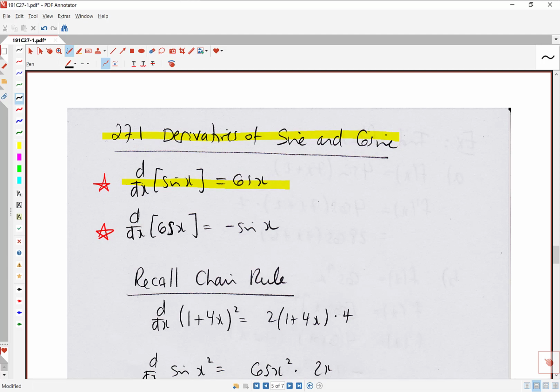I'm just going to fix my handwriting here. So derivative of cos x with respect to x is equal to negative sine x. So when we take the derivative of sine x, we're getting something positive. When we take the derivative of cos x, we're getting something negative.